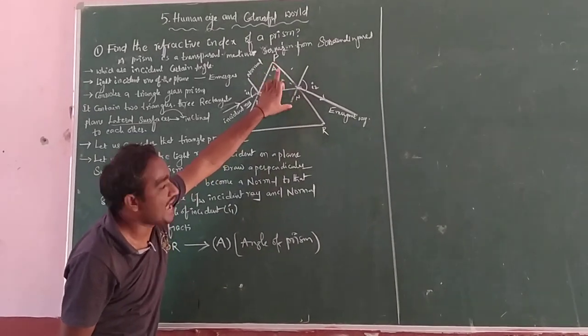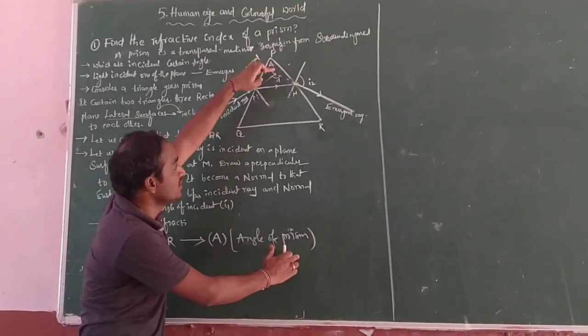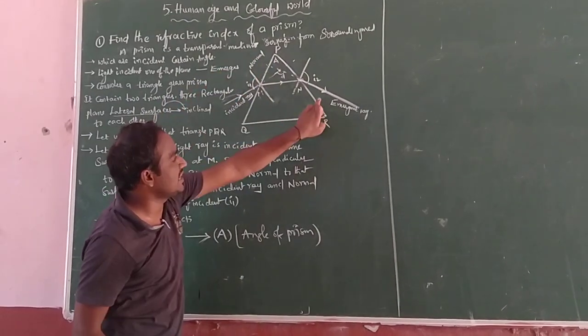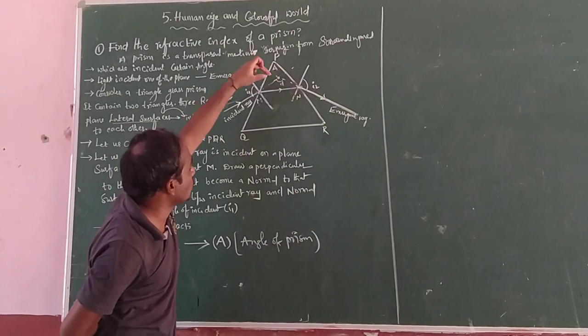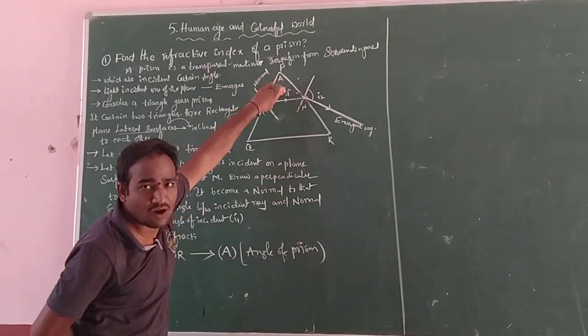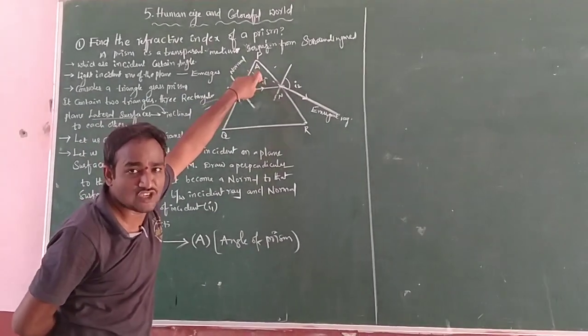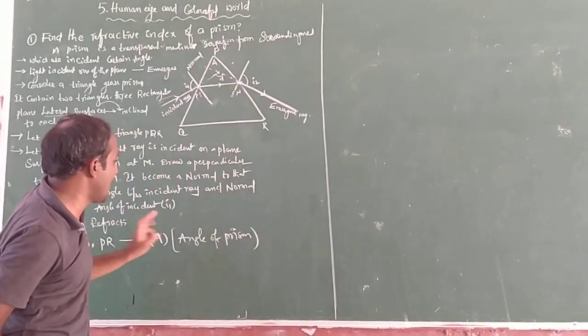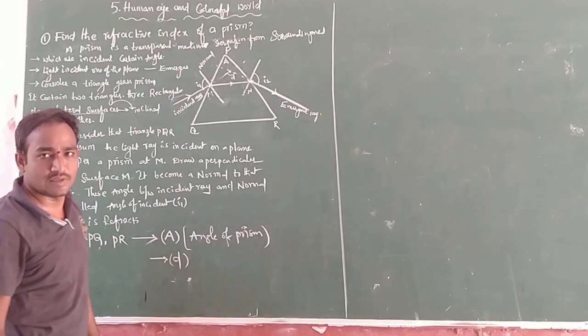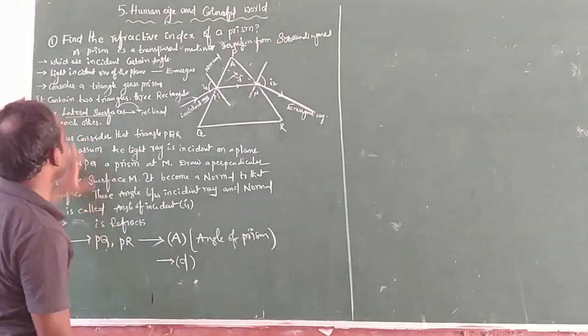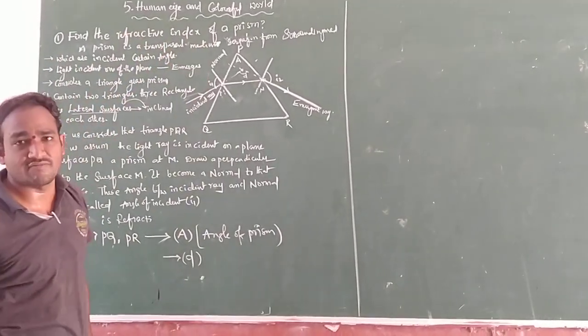This angle is known as the angle of prism. The incident ray and the emergent ray are extended into two lines. They have an intersection point, and that angle is known as the angle of deviation. That's why we represent it with a small d. So we know this. How can we find the refractive index of the prism?